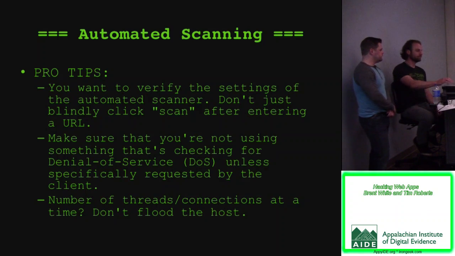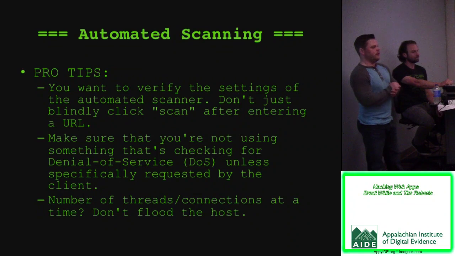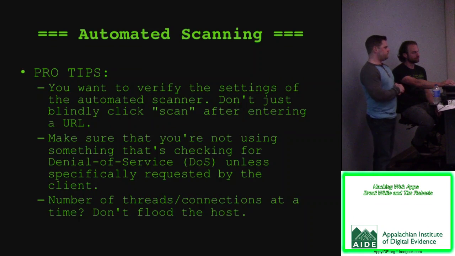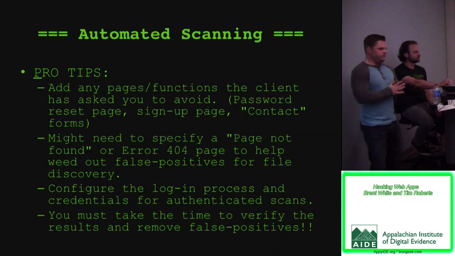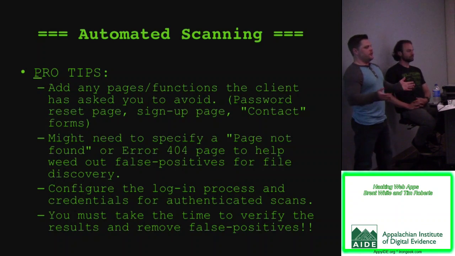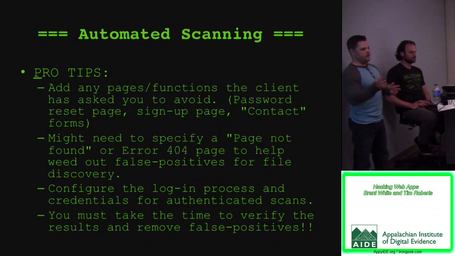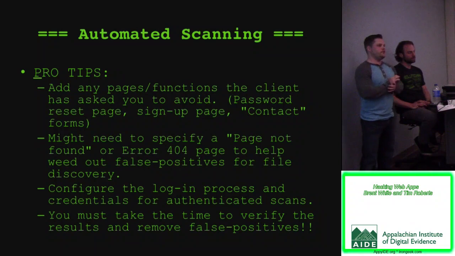You don't want to flood the host, so adjust the number of threads so you're not taking it offline by accident. Tim mentioned this a little bit earlier, but you always want to ask the client, are there any functions or pages that you want us to avoid? Like, is there a contact form that if we hit it, some poor guy is going to get 1,500 emails in an hour and have to sort through them? You want to make sure that you're documenting those and putting those in the automated scanner so it's avoiding those particular pages or functions.